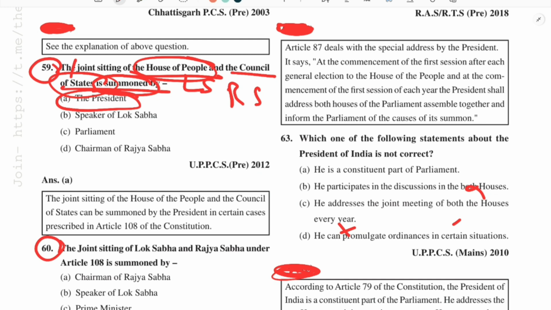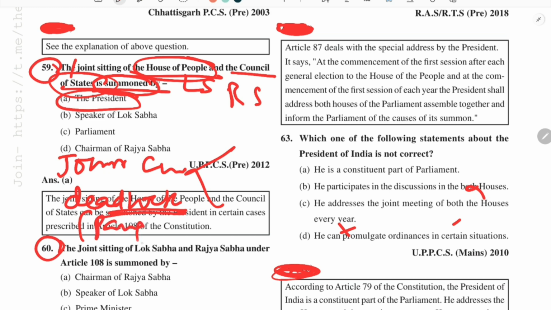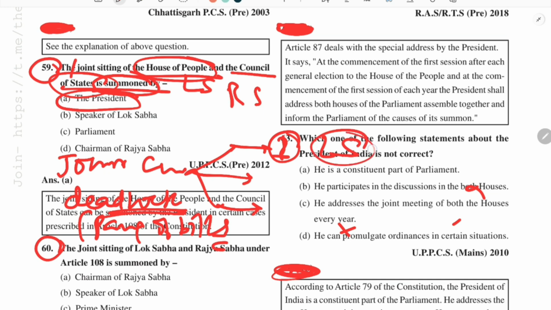But for brief information, I want to tell you that this concept of joint sitting is basically used to resolve the deadlock situation in the Parliament. Deadlock in the passage of bills. And this deadlock situation arises in three cases. Situation 1: suppose the Lok Sabha passes a bill and Rajya Sabha outrightly rejects the bill. So that is the first situation where the deadlock arises.